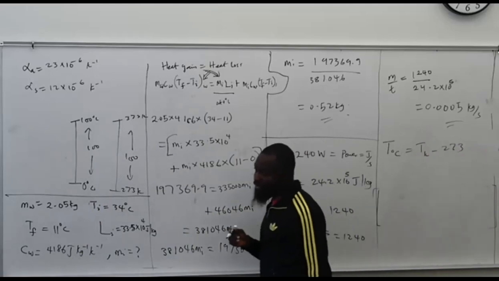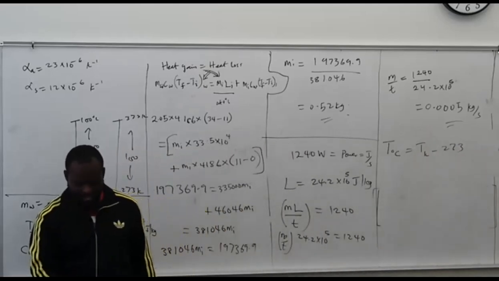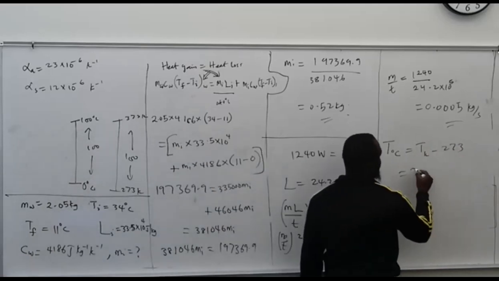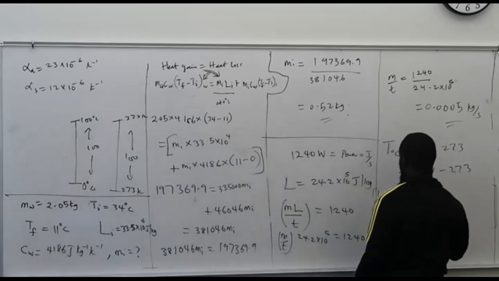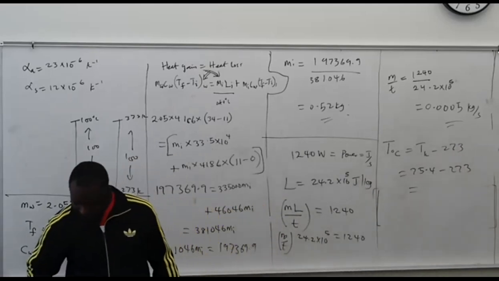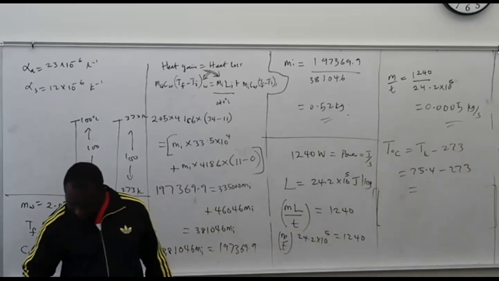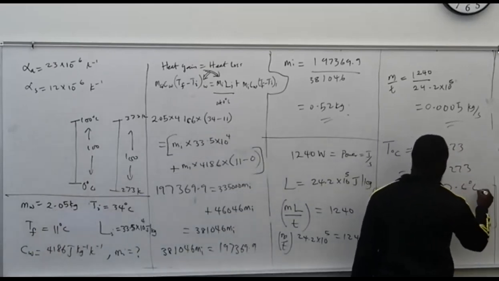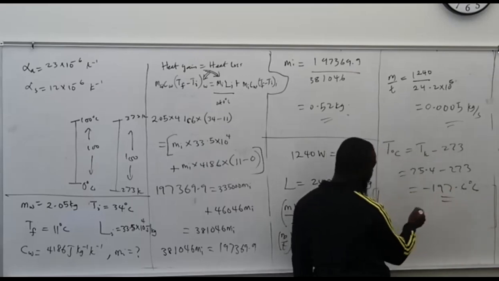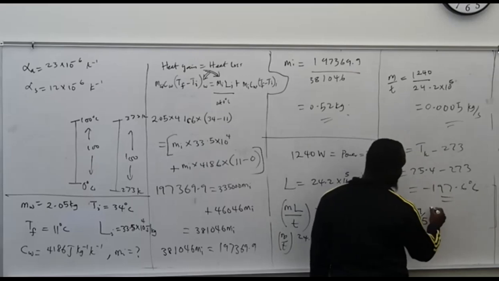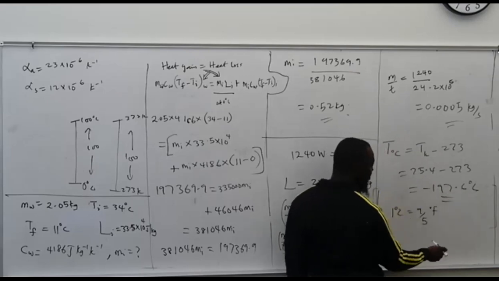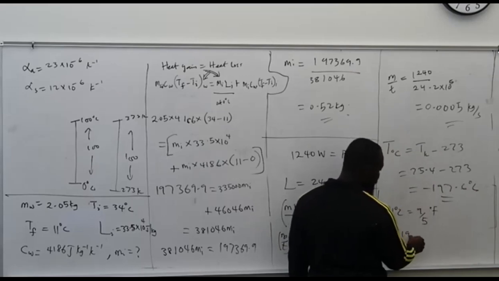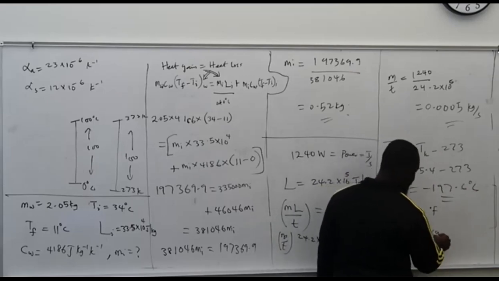So what we are converting to Celsius is 75.4 Kelvin. So this is 75.4 minus 273, which gives minus 197.6 degrees Celsius. Now we can go from degrees Celsius to degrees Fahrenheit. We know that 1 degree Celsius is 9/5 degree Fahrenheit. So minus 197.6 degrees Celsius becomes minus 197.6 times 9/5 degrees Fahrenheit.